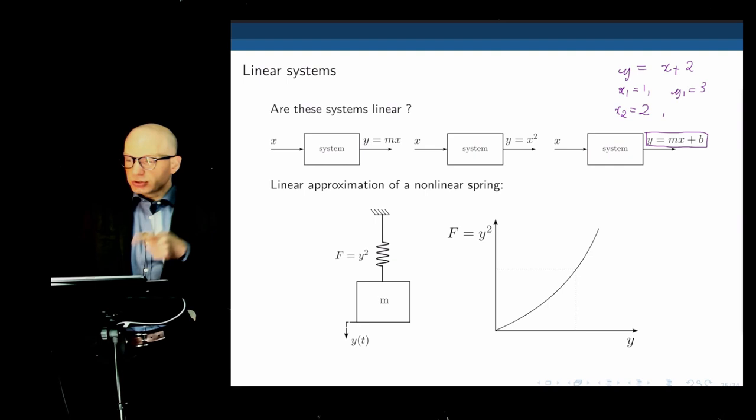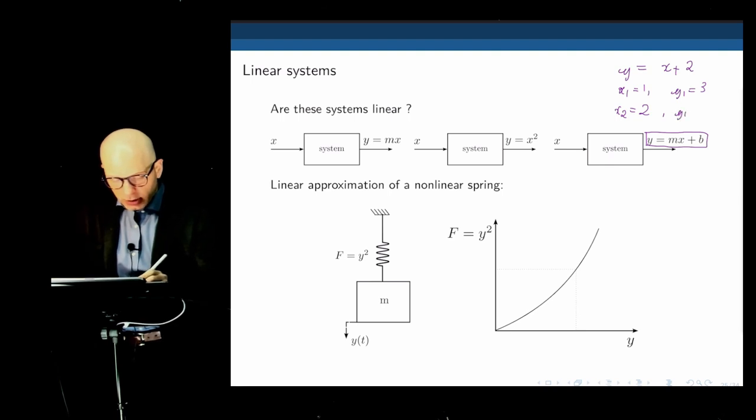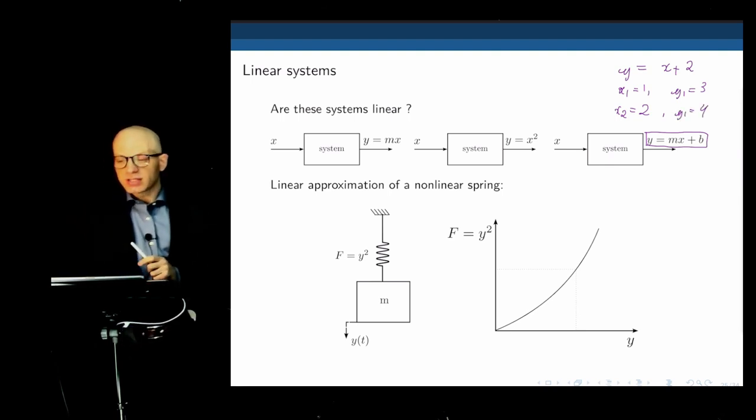So the second one should also be multiplied by a factor of 3 if it's a linear system. But in fact, we are getting y1 equals 4, not 6. So this system is also not linear.